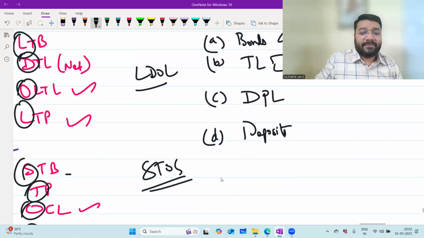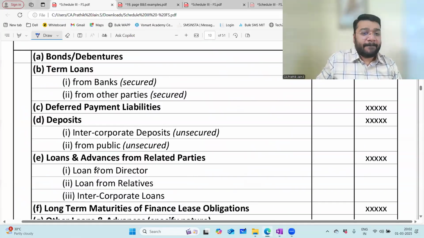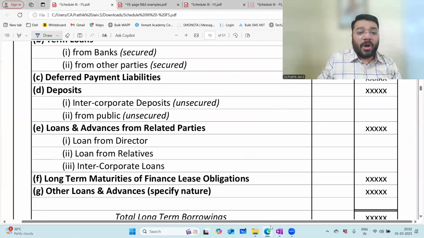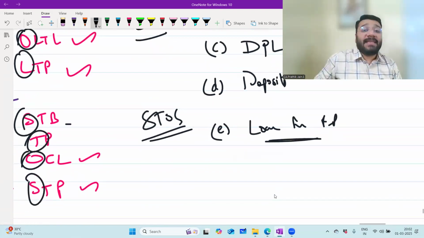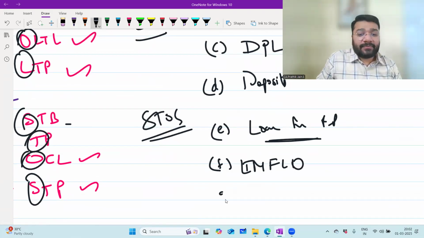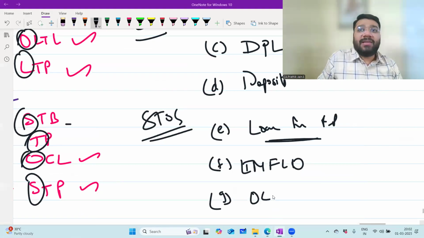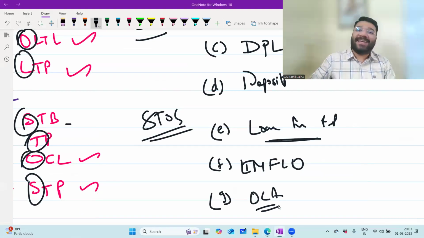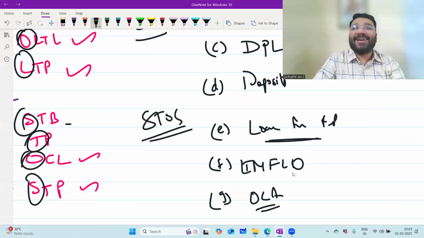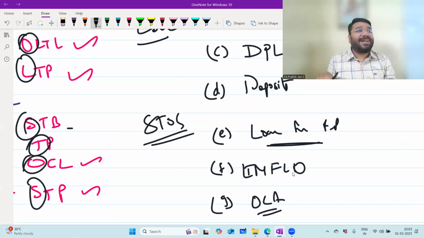Then loans from related parties. Then long-term maturities of finance lease obligation. Then other long-term loans and advances. You create it yourself. We'll leave Schedule 3 for now; the format will start freshly.